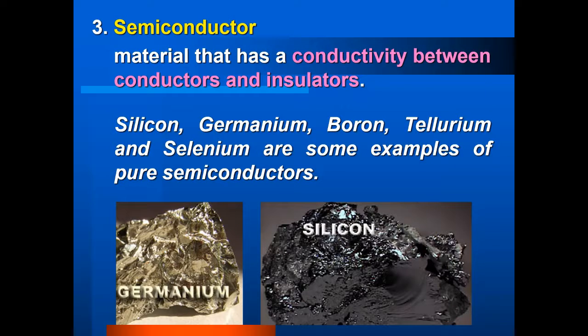And then what is the semiconductor? Semiconductor is a material which has conductivity between the conductor and insulator. For example, silicon, germanium, boron, tellurium, and selenium are some examples of pure semiconductors. So the semiconductor characteristic is between the conductor and insulator.